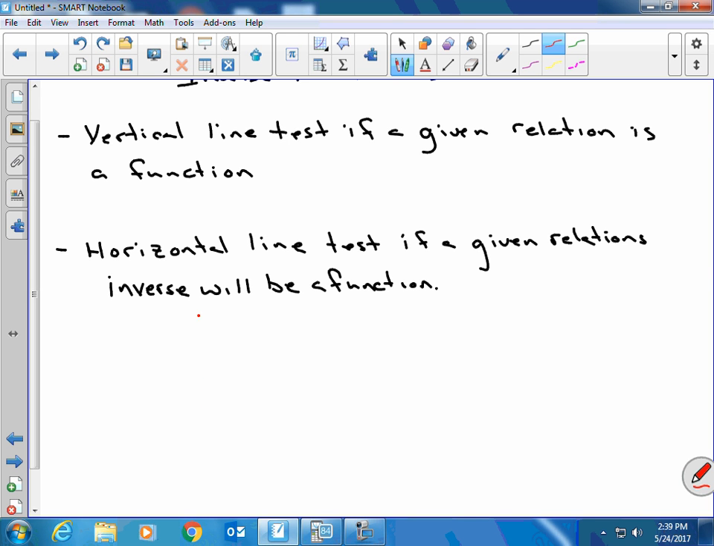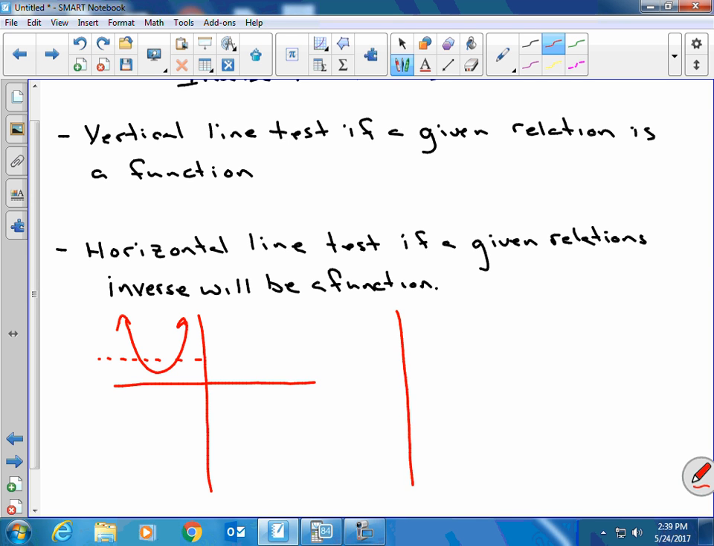Now, what if I have a graph and I want to see, well, what about the inverse of this function, or the inverse of this relation if it's not a function? Will it be a function? So let's go to our parabola again. We know that's a function, but will the inverse of that be a function? And to test that, we use a horizontal line test. If I can draw a horizontal line through my graph at any point, and it passes through more than once, its inverse will not be a function.